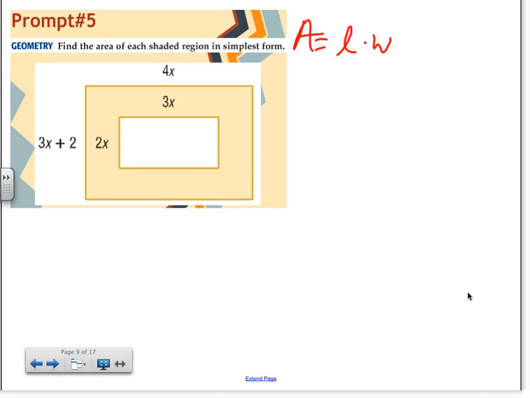So wouldn't you say that this is the width of the larger rectangle, and this is the length of the larger rectangle? And for the smaller one, this would be the length of the smaller rectangle, and this would be the width of the smaller rectangle.